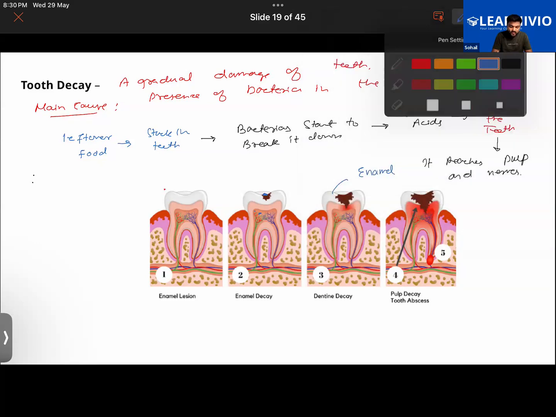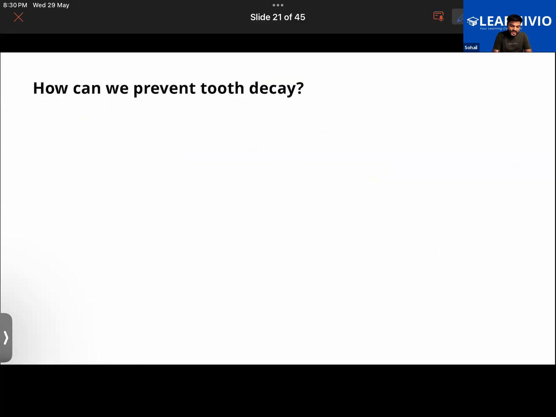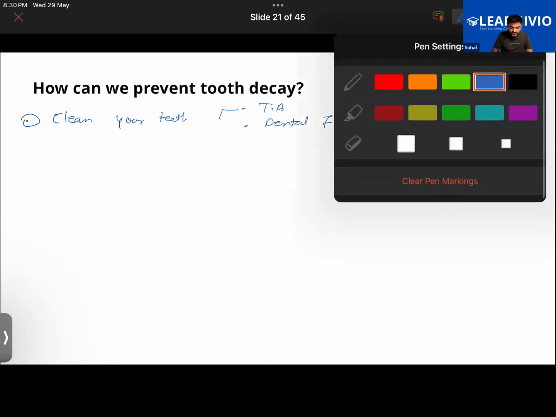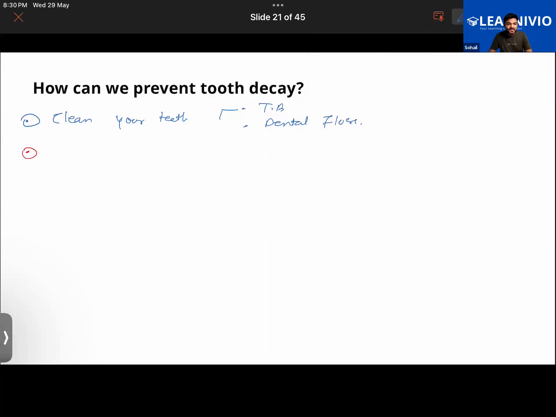So how can we prevent tooth decay? What are the ways? The first thing is to clean your teeth using a toothbrush and dental floss. You know about dental floss, right? It's a thread that we use to take out the stuck food particles between teeth. You should also rinse your mouth after every meal.